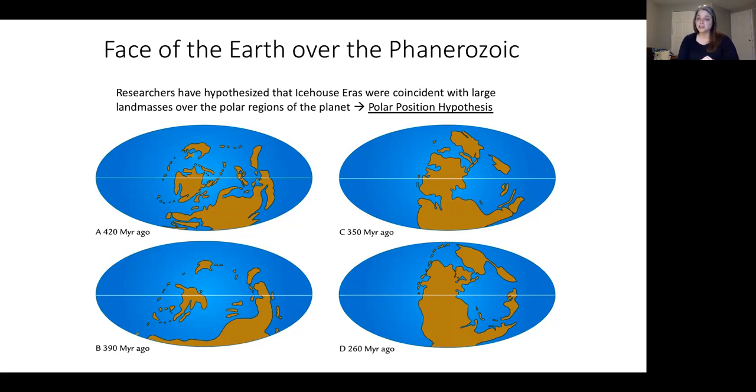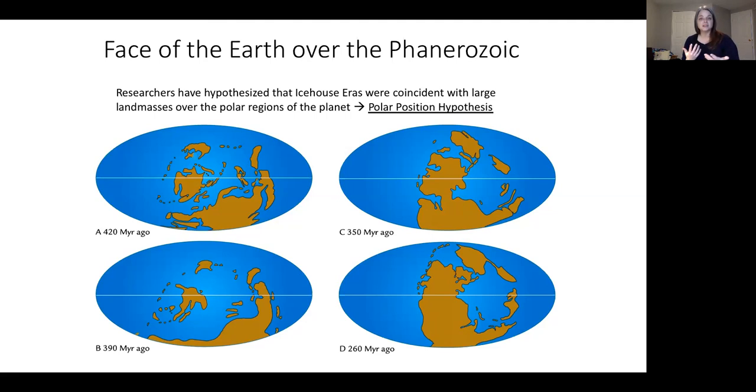So this is not in the textbook, so I'm going to say this one more time. The polar position hypothesis is the idea that those really cool icehouse episodes we were just talking about were always coincident with land masses over the poles. And that's because when we had land masses over the poles, we get snow and ice, and that has the impact of reflecting incoming solar radiation, and can actually drive overall global cooling on a planet at a given time.